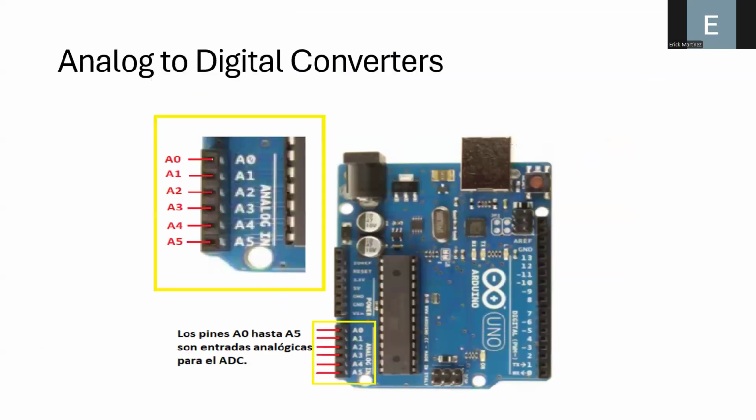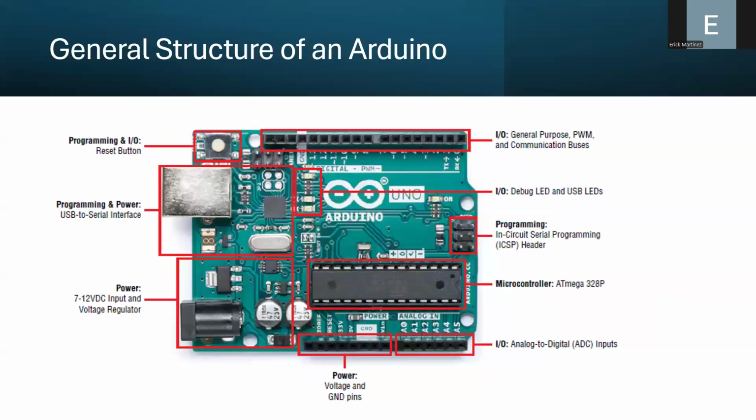Okay. And in an Arduino, we have connections in which we have analog to digital converters. They are placed in this region, and we can identify them by the letters A0, A1, A2, and so on. Here I am showing you the structure of the Arduino in general, and you have different connections.